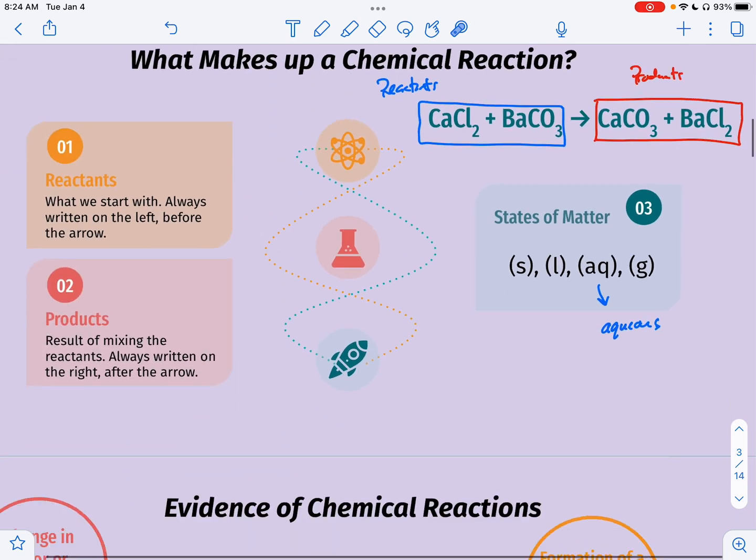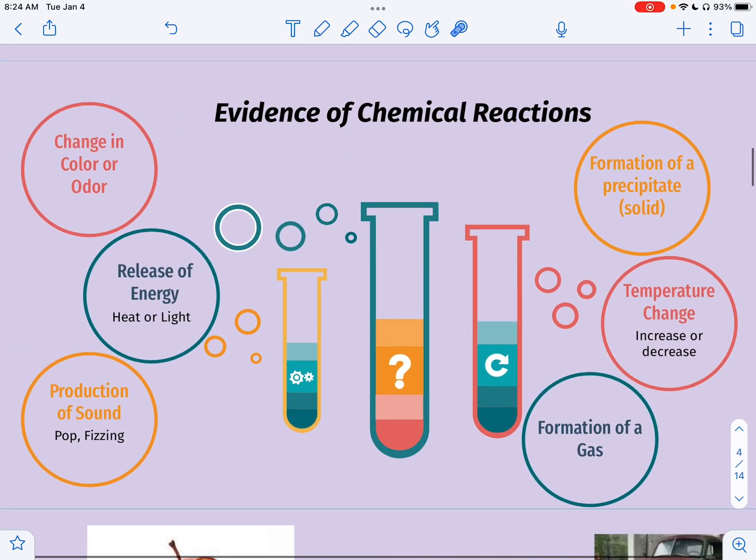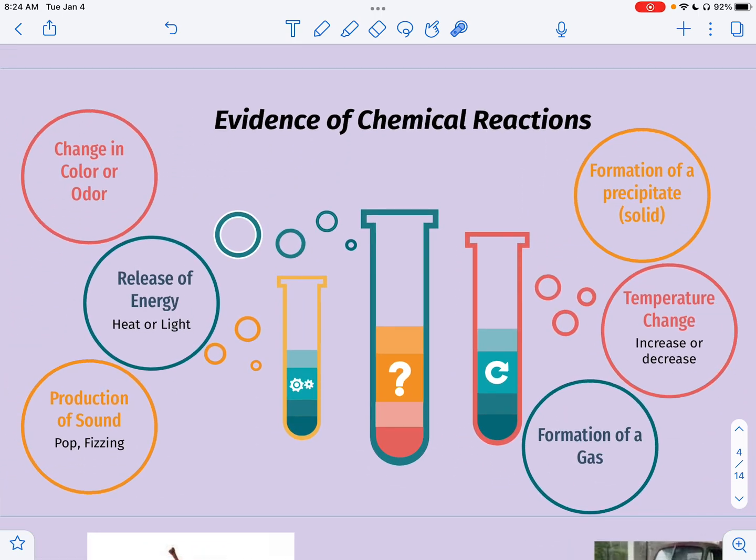All right, let's jump ahead a little bit to how do we know that chemical reactions are actually happening? There are some clear signs and clear evidence that we can look at. One is a change in color or an odor, like you might smell something different, especially sulfur is a very pungent odor, smells like rotten eggs. A release of energy, so either heat or light. You can think of a hot pack or even a cold pack. Those are chemical reactions that are happening that change the energy.